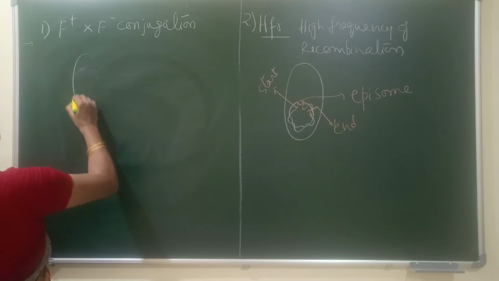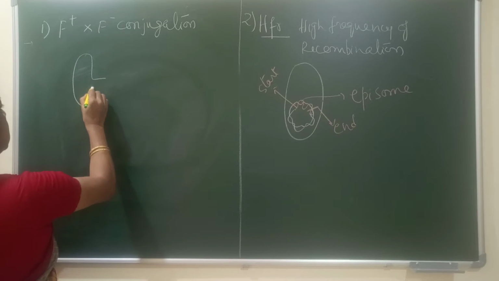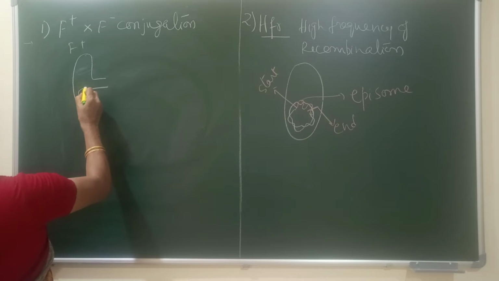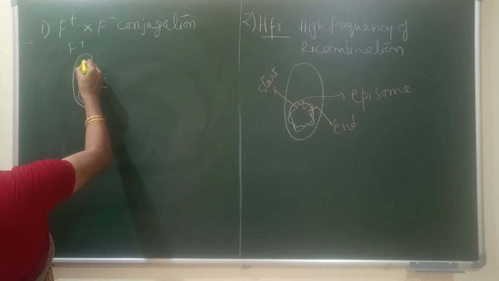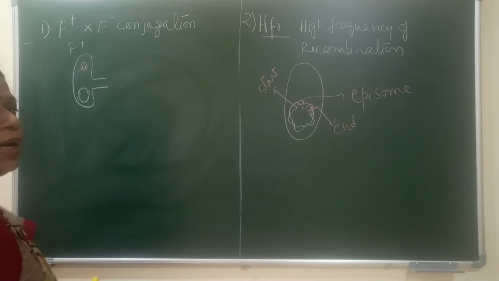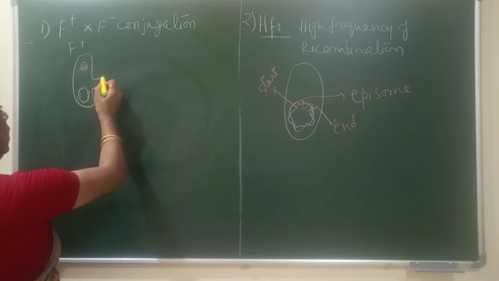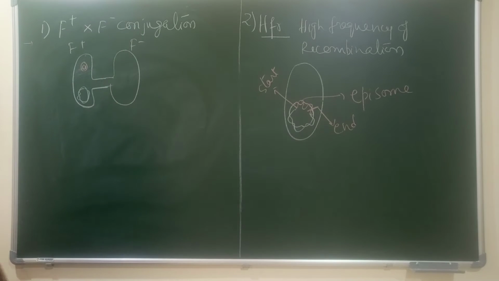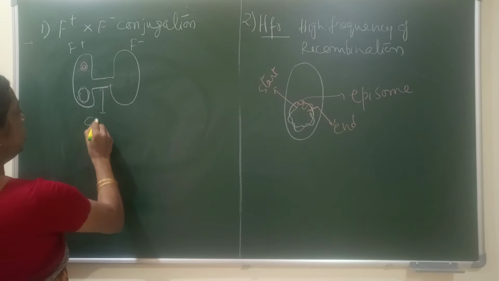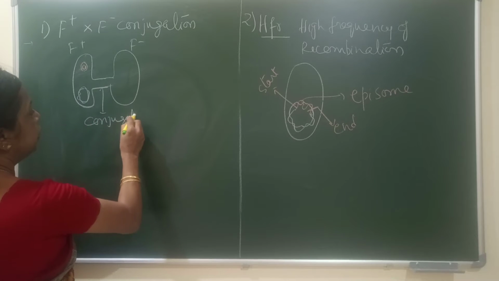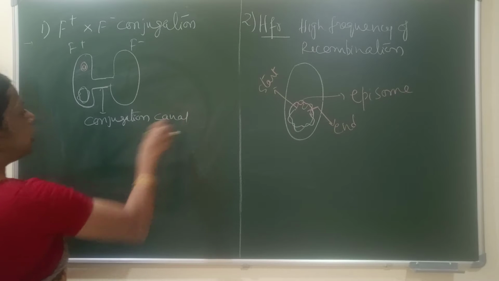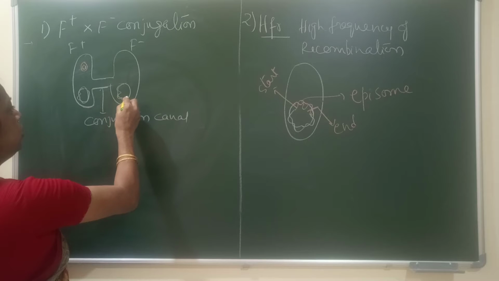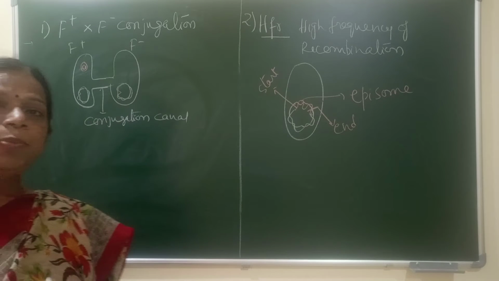Suppose this is the F plus cell. You know F plus cell will have its own DNA. Along with that, it is going to have a plasmid DNA also. And a conjugation tube is formed between the F plus and F minus cell. This is called a conjugation canal or conjugation tube. And F minus is going to have its own DNA without the plasmid.